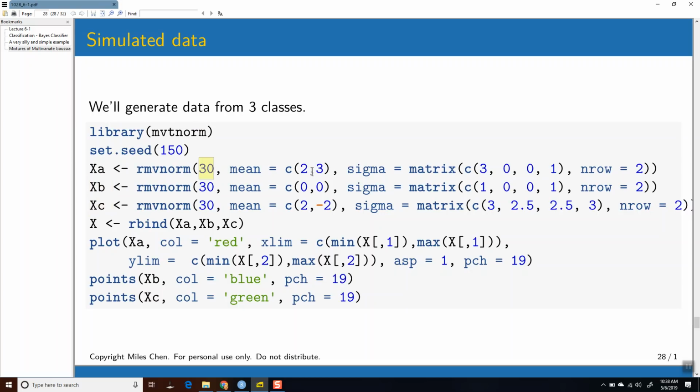For class A, when I generate, I'm using a mean of 2 and 3, and my sigma matrix is diagonal with variance 3 and 1 and no covariance. For class B, the mean is 0, 0, and a diagonal matrix 1, 1 with no covariance. Then class C has a mean of 2, negative 2, diagonal 3, 3, but with some high covariance there. Then I plot these in red, blue, and green.